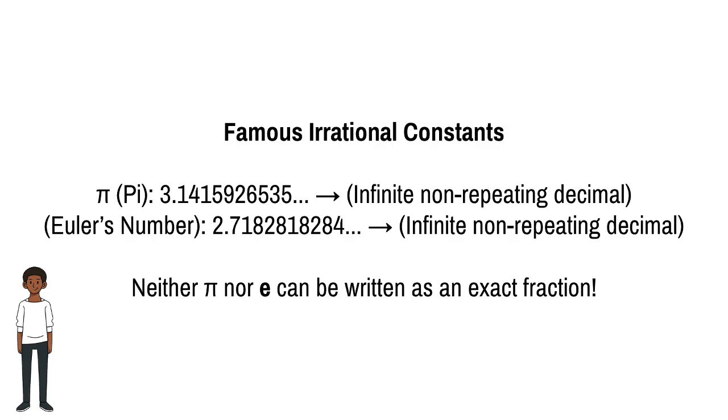Finally, let's look at two famous mathematical constants, pi and Euler's number. If you look at the expansion of pi, it begins 3.1415965 and continues infinitely without repeating. Thus, pi is an irrational number. The constant e equals 2.71828, and so on, which also continues infinitely without repeating. Therefore, e is also an irrational number.